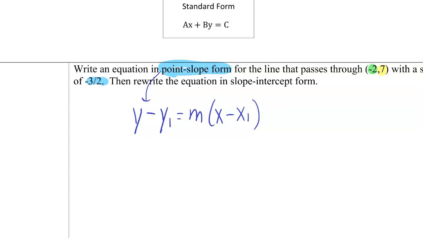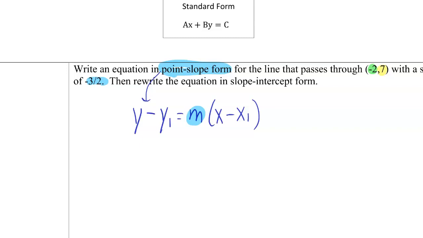So the nice thing about this form is that it's called point slope, and when you're given a point and a slope like we have here, we can literally just plug it in to the components that we have. Okay, so you can see we have a slope of -3/2. I'm going to plug that into m.